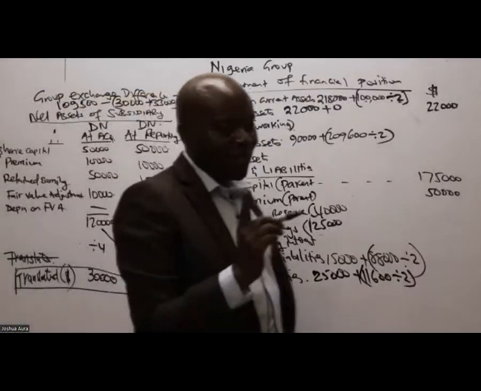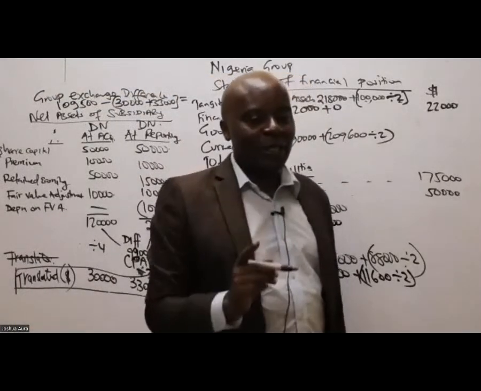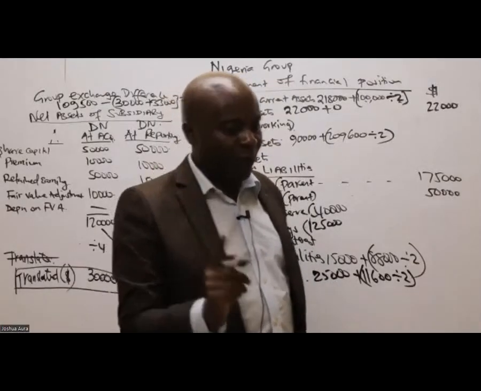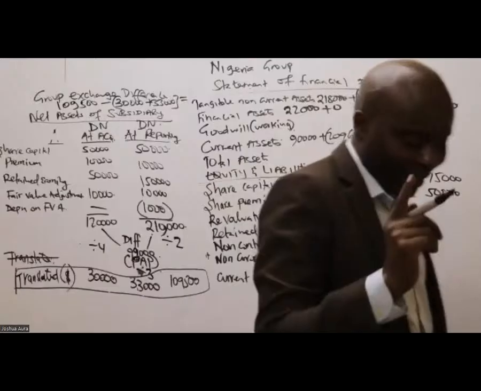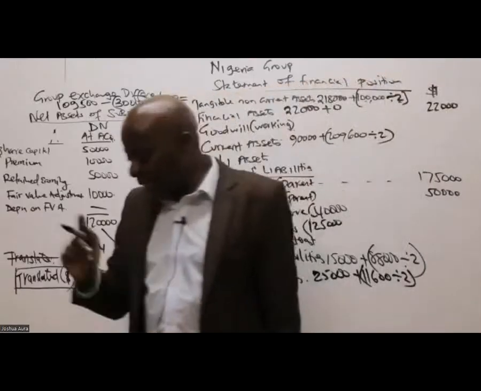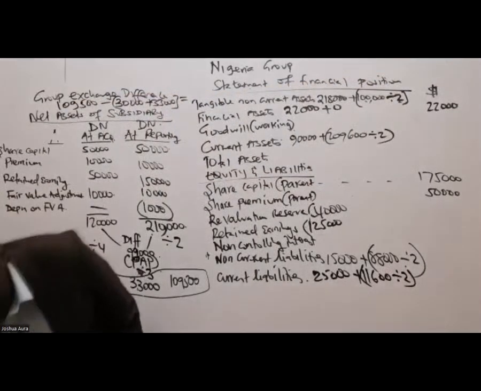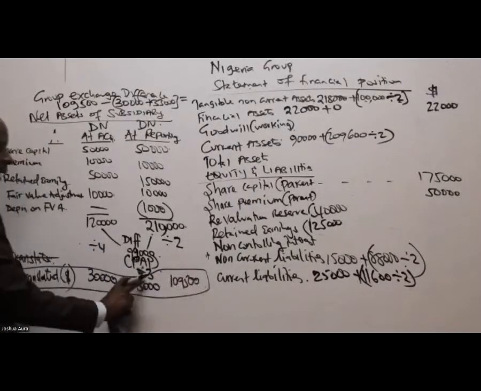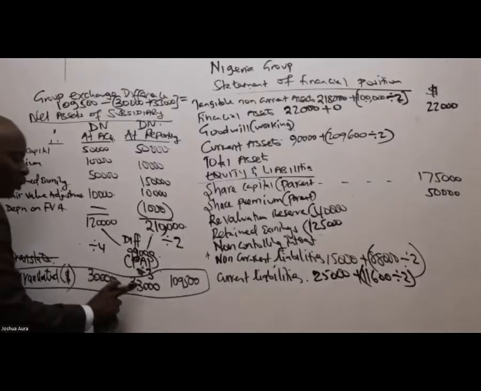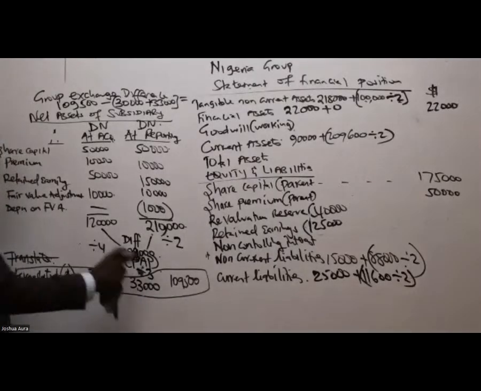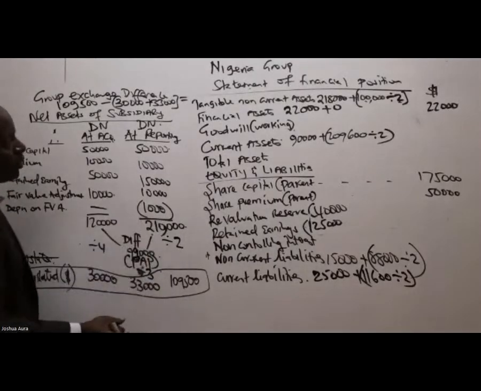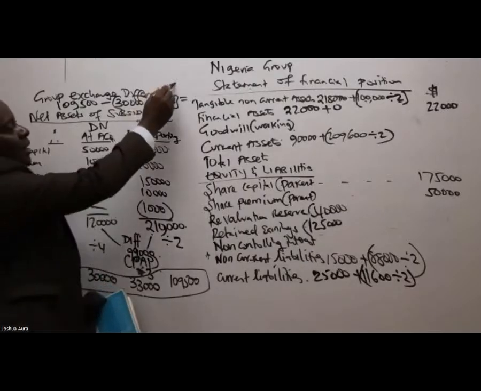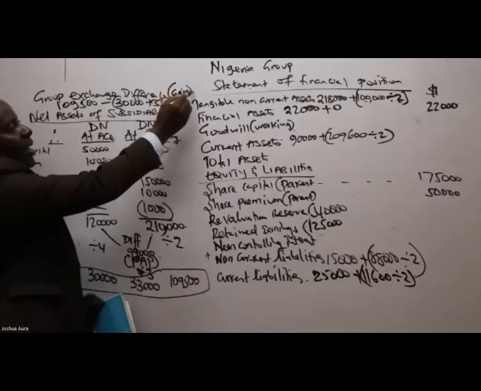The group exchange difference is 46,500. 46,500 is the gain, the gain in translation. It's a gain because we took the closing minus the sum of this. We expected the sum to be 66, but it has given us something more. So, ladies and gentlemen, this group exchange difference is a gain.